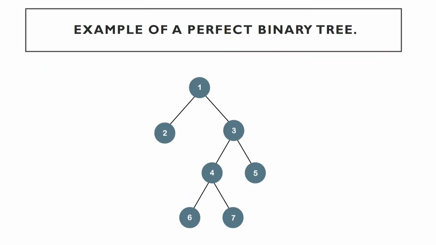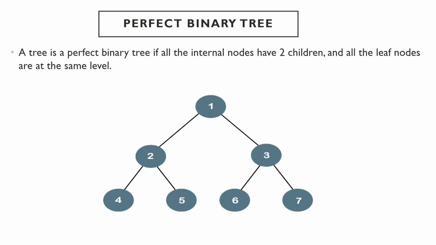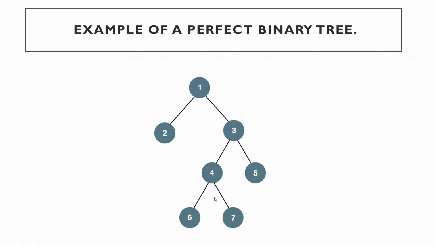So, example of a perfect binary tree, this one. In this tree we can see that all the leaf nodes are not at the same level. So that is why it is not a perfect binary tree. And this one is a perfect binary tree because all the internal nodes have 2 children and all leaf nodes are at the same level, right? The leaf nodes, I mean 4, 5, 6, 7, are known as leaf nodes and they are all at the same level. But here you can see that 2, 6, 7 are not at the same level. That is why it is not a perfect binary tree, right?